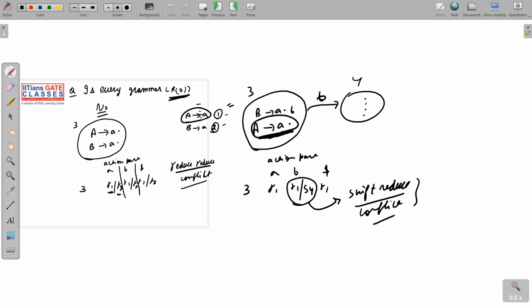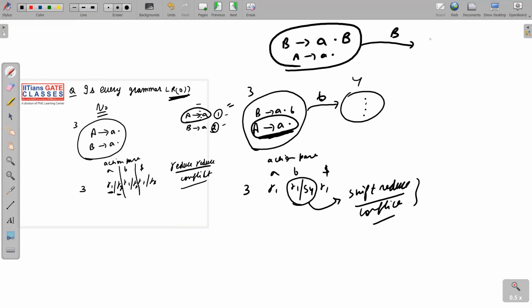Okay, and let me show you one more thing here. I have forgotten to tell you. Let us suppose we have B goes to A dot capital B, and A goes to A dot. In case of LR0, will it create any problem? So this is state number 3 and we will go to state number 4. Now is this an SR conflict? No, it is not an SR conflict because this is capital B. Capital B means we have to see the goto part. We are not concerned with the action part.